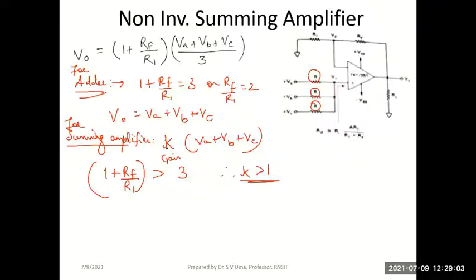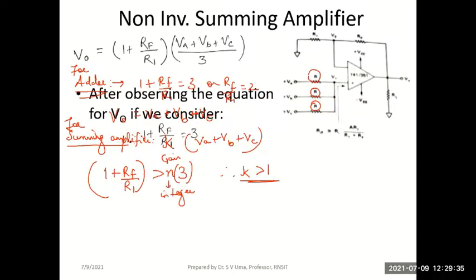If you don't want this gain to be a decimal, if you want it to be an integer, then this should be n times 3, an integer multiple of 3. You choose 1 plus RF by R1 to be an integer multiple of 3, 2 into 3, 3 into 3, something like that. Then you will get K to be an integer value more than 1. Is that clear? This is for the circuit to work like a summing amplifier.